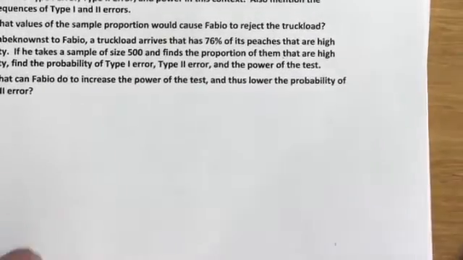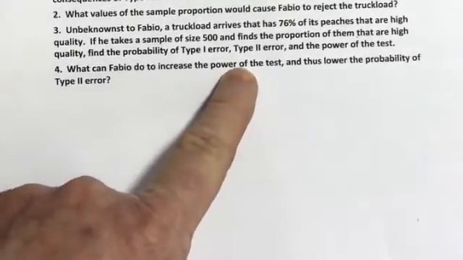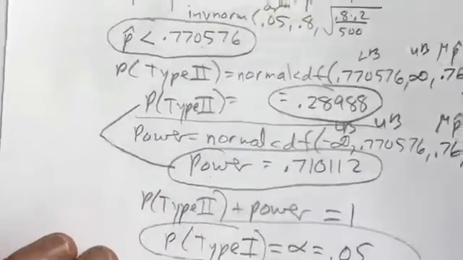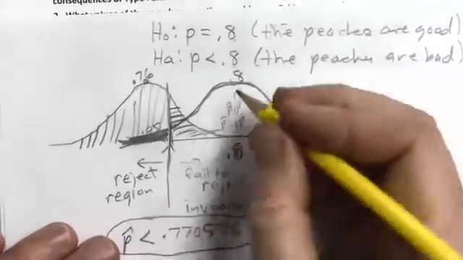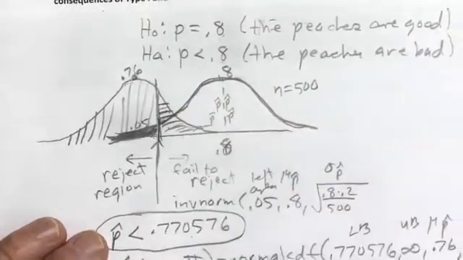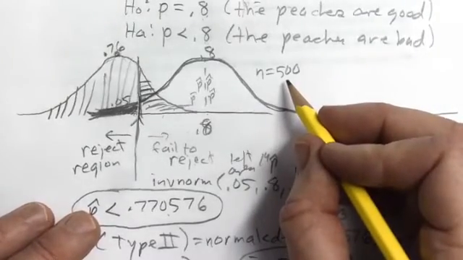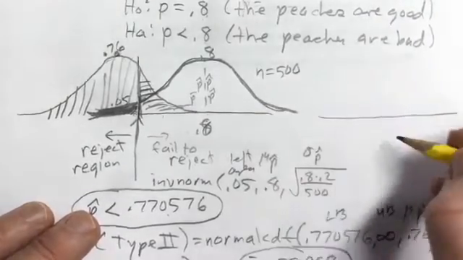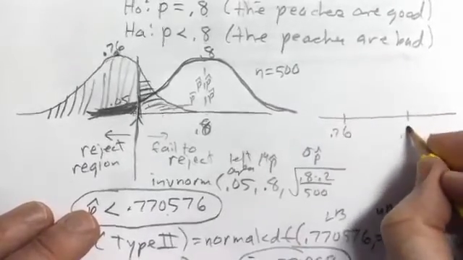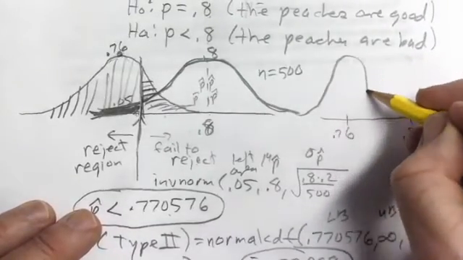And then the last thing, and this is asked about all the time, is what can you do to increase power and thus lower the probability of type 2 error? What can you do to reduce this overlap, to reduce the probability of type 2 error? To reduce the overlap, one thing you could do is increase the sample size. Let's say if we increase this to 1 or 2,000, these two curves would still be centered at 0.76 and 0.8, but if you increase the sample size, you reduce the variability, and it would look something like that.